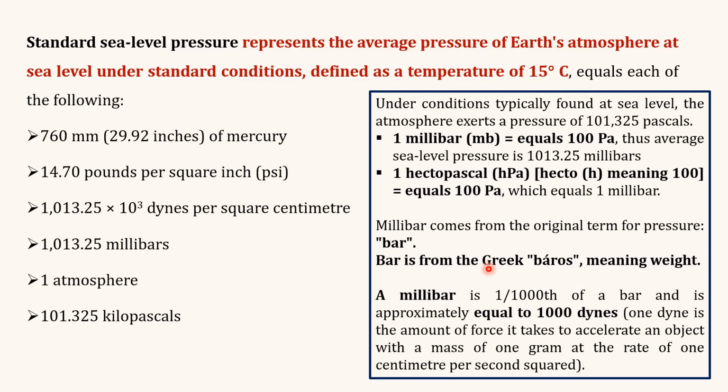Now this term millibar comes from the original term for pressure, bar. Bar is from the Greek word baros, meaning weight, and 1 millibar is 1,000th of a bar and is approximately equal to 1,000 dynes. Now 1 dyne is the amount of force it takes to accelerate an object with a mass of 1 gram at the rate of 1 centimeter per second squared. So 1 millibar is equal to 1000 dynes. So 1013.25 millibar can be written as 1013.25 into 10 to the power 3 dynes per square centimeter. Now this 10 to the power 3 comes from here.